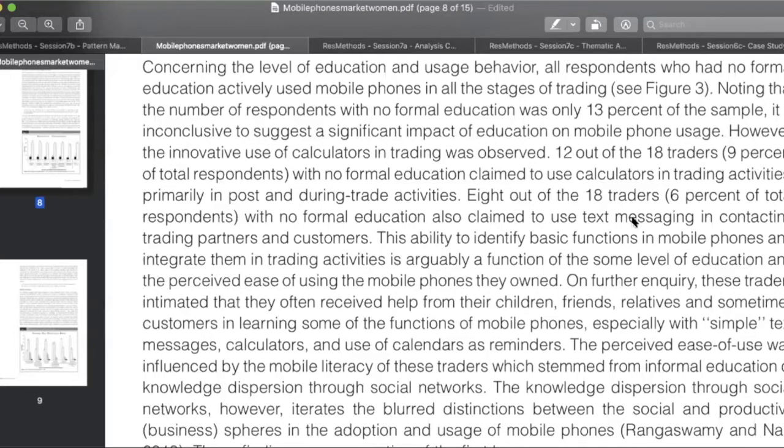Now, however, the innovative use of mobile phones, use of calculators in trading, was observed. 12 out of the 18 traders with no formal education claimed to use calculators in trading activities, primarily in post and during trade activities. 8 of the 18 traders with no formal education also claimed to use text messaging in contacting trading partners and customers. This ability to identify basic functions in the mobile phone and integrate them into trading activities is arguably a function of some level of education and perceived ease of using the mobile phone they obtain.